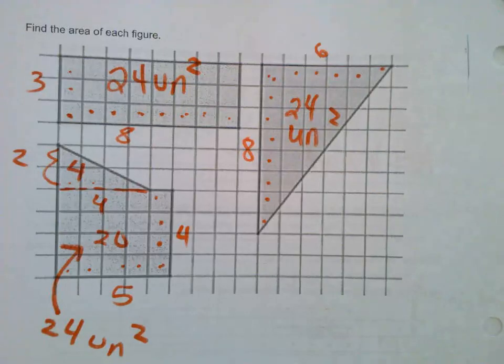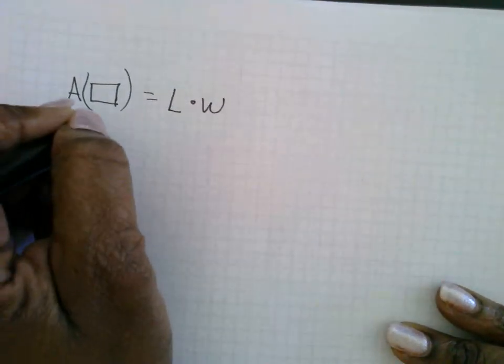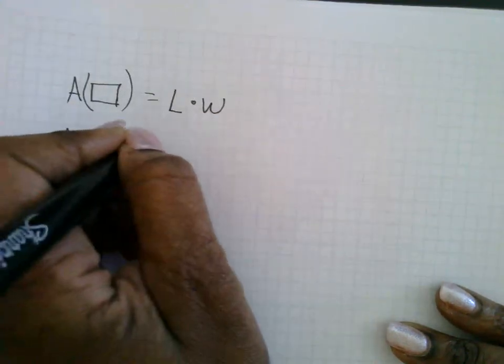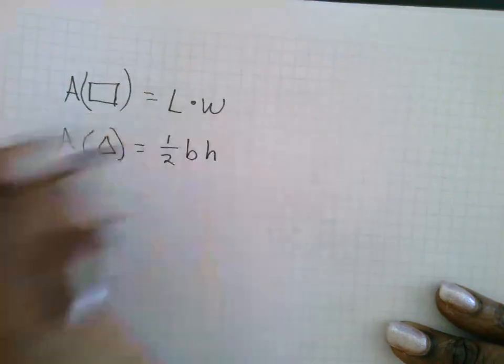Okay, I'm going to give you a sheet of grid paper and I'm going to give you more directions. First, turn to the back of that document. On the back, I want you to write these important formulas. The area of a quadrilateral is equal to length times width. The area of a triangle is equal to 1/2 base times height.